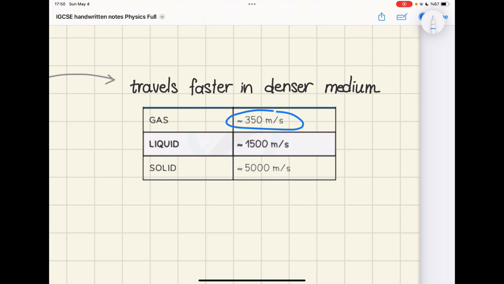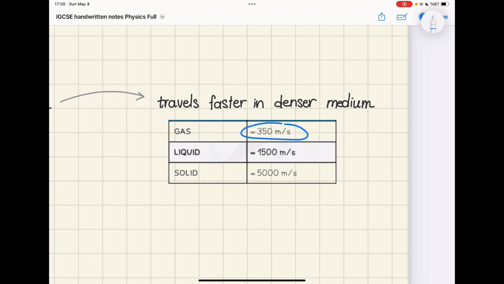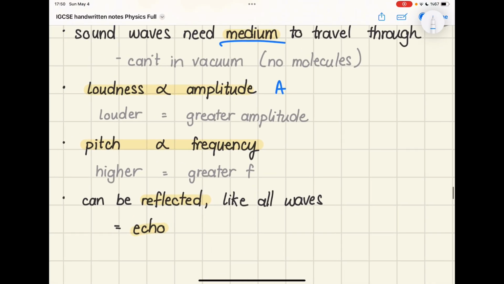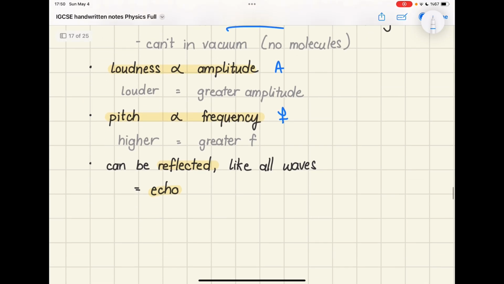This is something that sometimes is not very intuitive in the context of our everyday life, so please do not forget this. In liquid, the average speed of sound is 1,500 meters per second, almost 5 times the speed in gas. In solid, it's even higher than this. So the speed of sound is higher in denser materials. As I said, loudness is proportional to amplitude and pitch is proportional to frequency. Louder, greater amplitude; higher pitch, greater frequency.